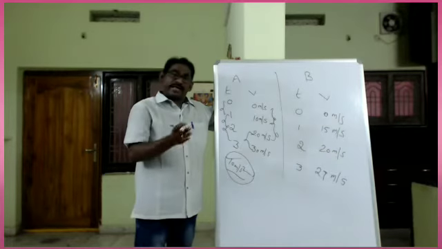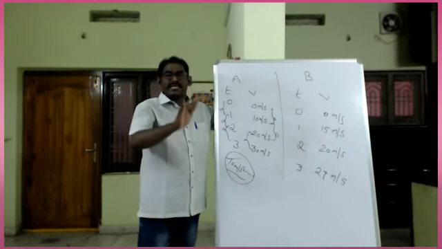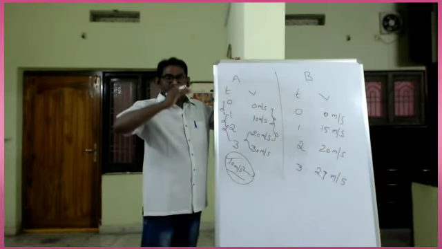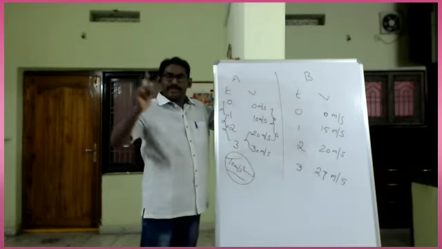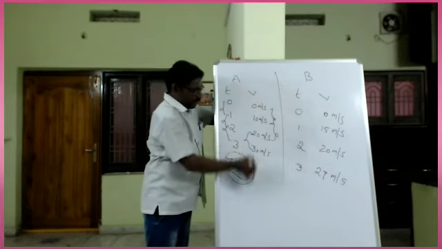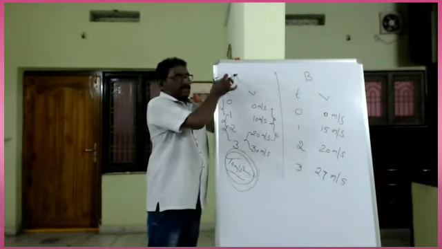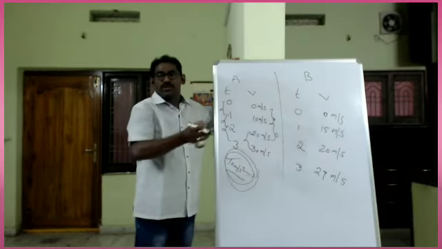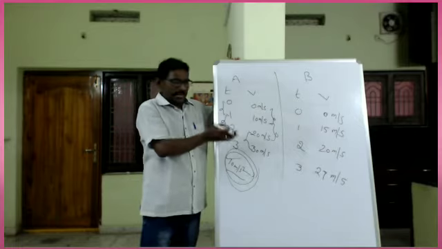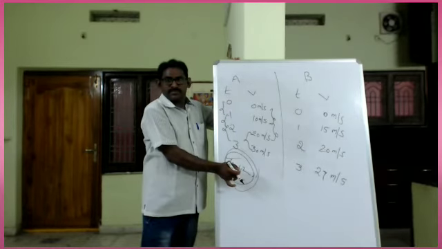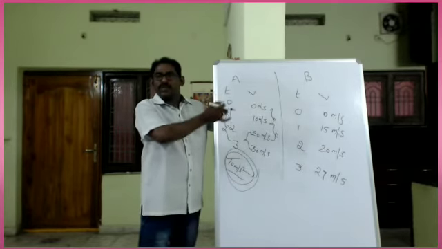There is acceleration, but that acceleration is constant. That means for every second the speed of the object increases by 10 meter per second. This type of motion, that means this object A, is said to be in uniform acceleration. That means the acceleration of the body remains constant. Hence, the body is in uniform acceleration.